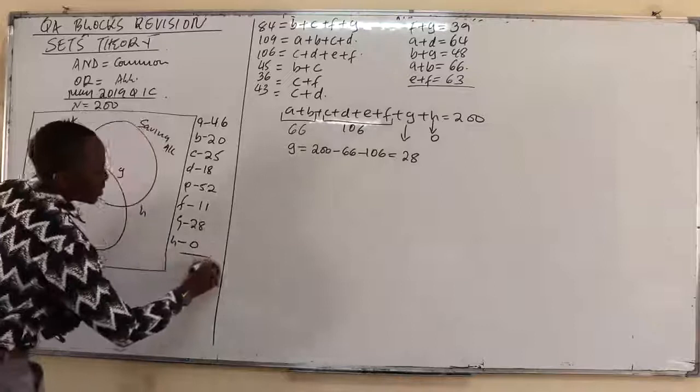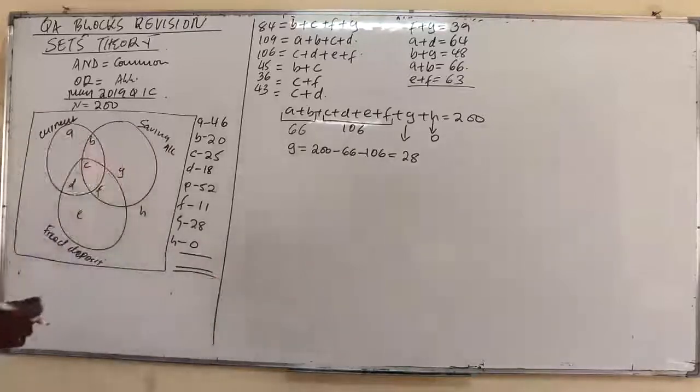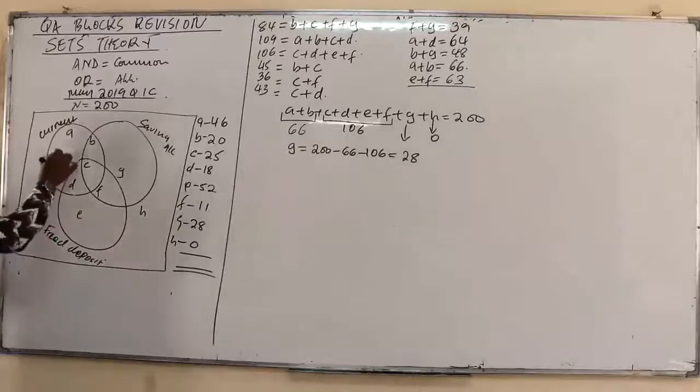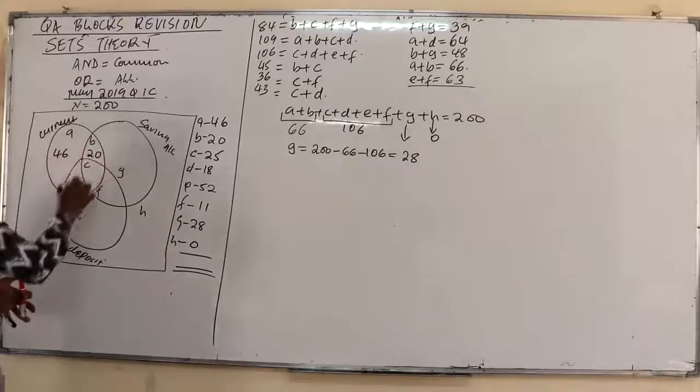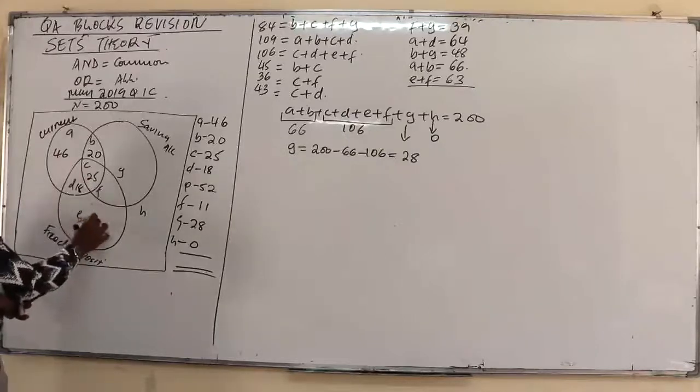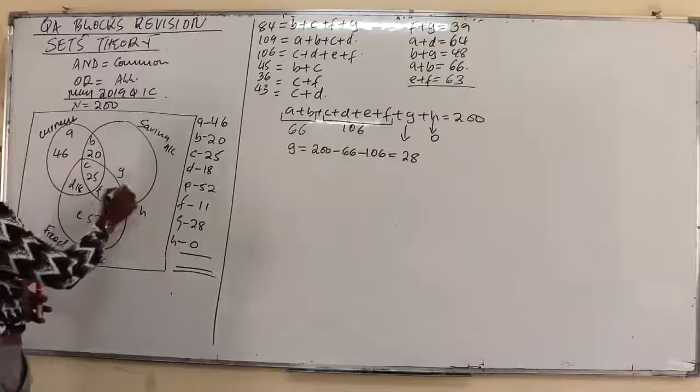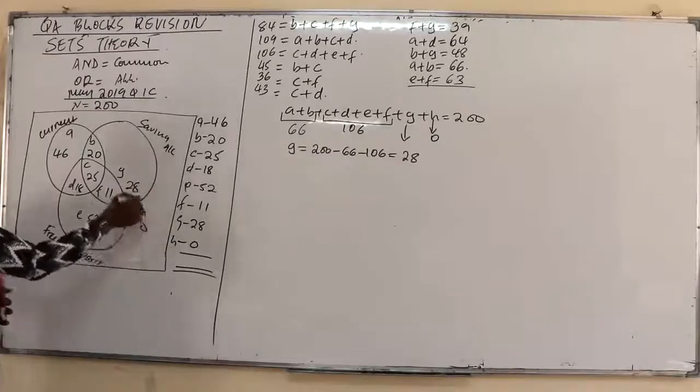Now, can you try to add the total? Tell me, is it equal to 200? Yeah, you are getting 200. So once you have that, A is 46, B is 20, C 25, D 18, E is 52, F 11, G is 28, and H is 0.